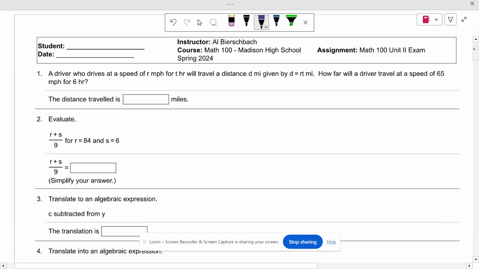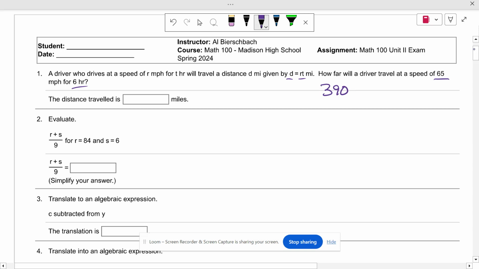Right, the test. A driver drives at a speed of r miles per hour for t hours. So distance equals rate times time. The rate is 65, the time is 6. What do you do with those two numbers to find the distance? Multiply them. So it is 390 if you take 65 times 6, right?